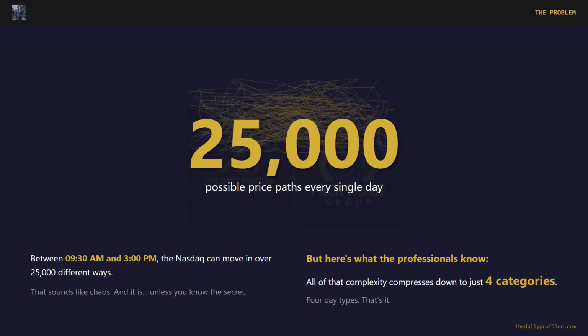Here's what the professionals know that most traders don't. All of that complexity, all 25,000 possibilities, compresses down to just 4 categories. 4 day types. That's it. And once you know how to identify them, you stop fighting the tape and you start trading with intention. Let me show you how this works.